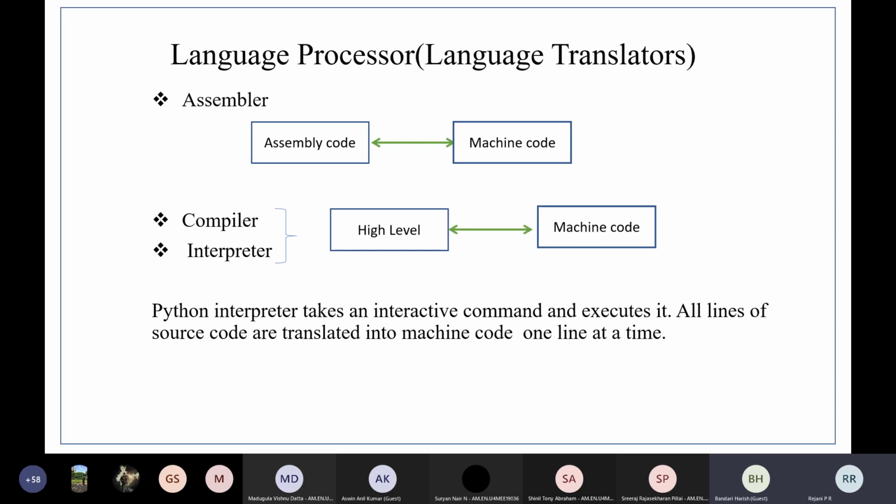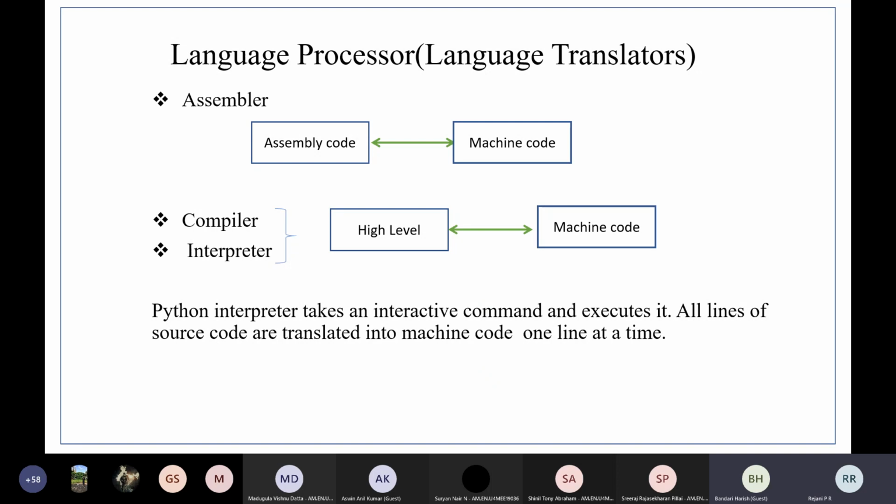Then we move to the language translator or language processor. There are three types of language processors available. Which are they? Assembler, compiler, and interpreter. An assembler can only convert assembly code to machine code and vice versa. A compiler or interpreter will convert our high-level language to machine code and vice versa.